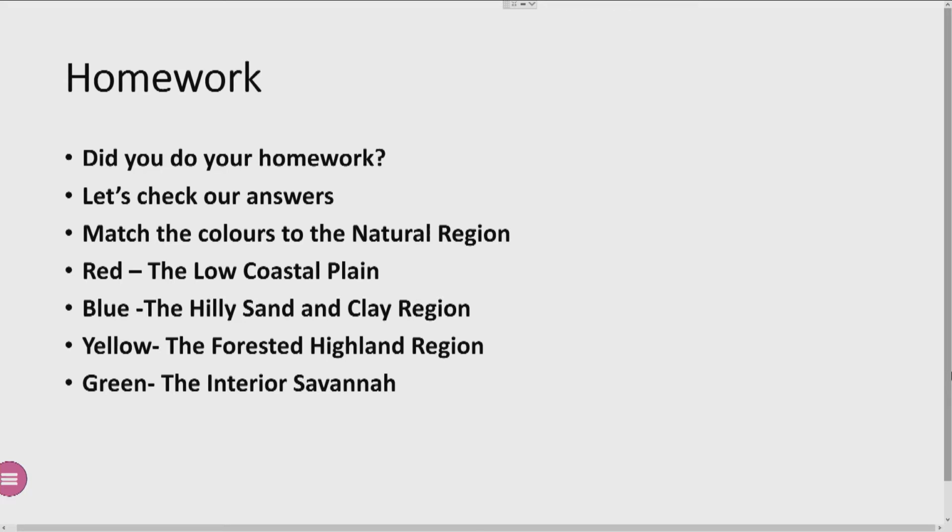Red was the low coastal plain. Blue, the hilly sand and clay region. Yellow, the forested highland region. Green, the interior savanna.